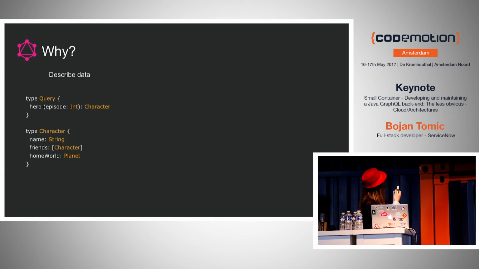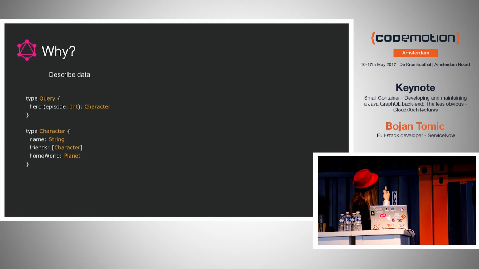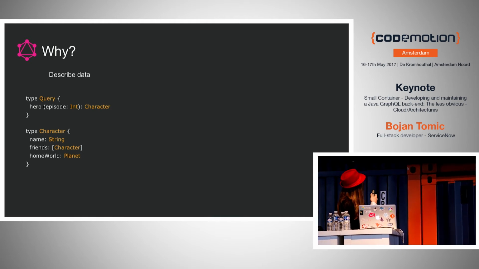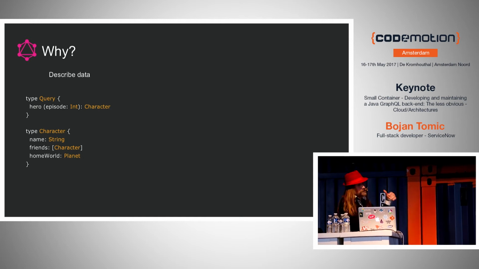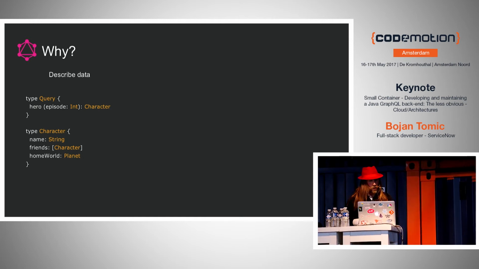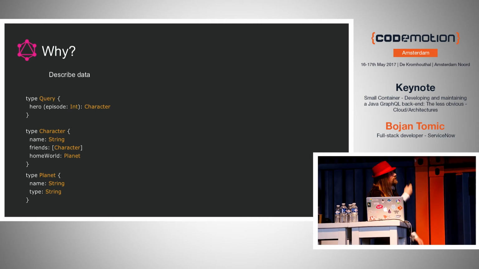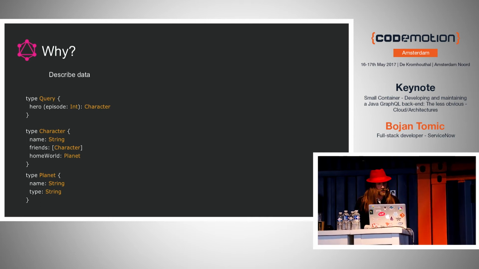Where character is defined like this: it's an object type on its own, it has name, it has friends, and it has a home world. Friends are also characters, so it's a recursive definition, and that's allowed. And then finally, the home world, which is a planet, is just defined like this. It's a simple object with a name and type.